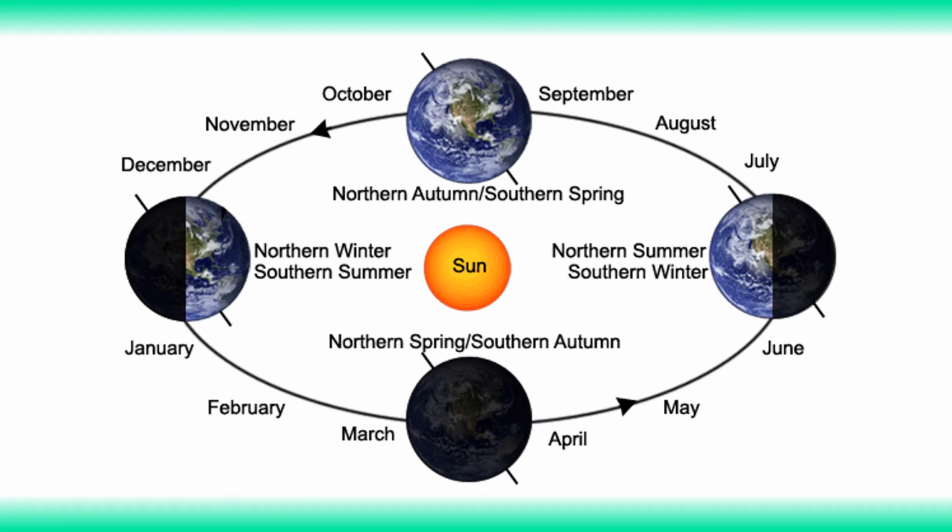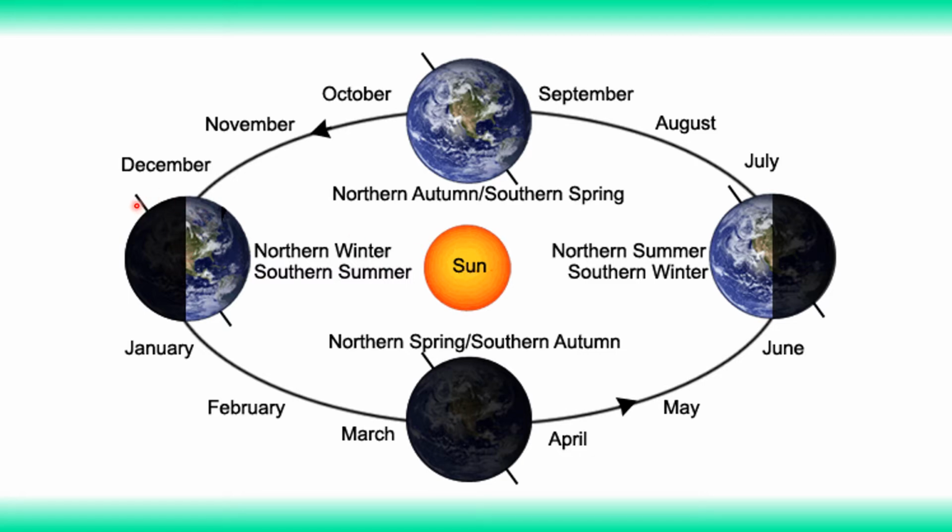So this is a really good diagram to sort of explain what's going on. So notice that the axis is always pointed in the same direction. The direction of this axis that's running through the whole planet is the same here and here and here and at the top there. It's always pointing in the same direction. What changes is the Earth's position relative to the sun.